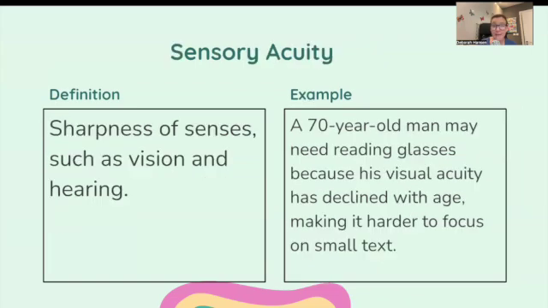Sensory acuity. This is the sharpness of senses, such as vision and hearing. So a 70-year-old man may need reading glasses because his visual acuity has declined with age, making it harder to focus on small text.